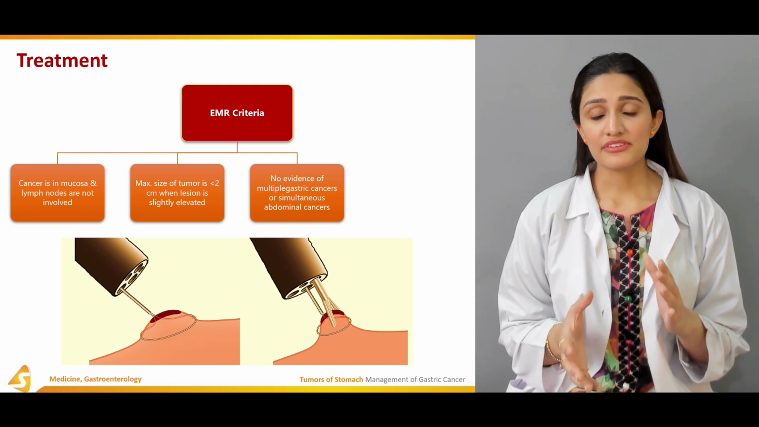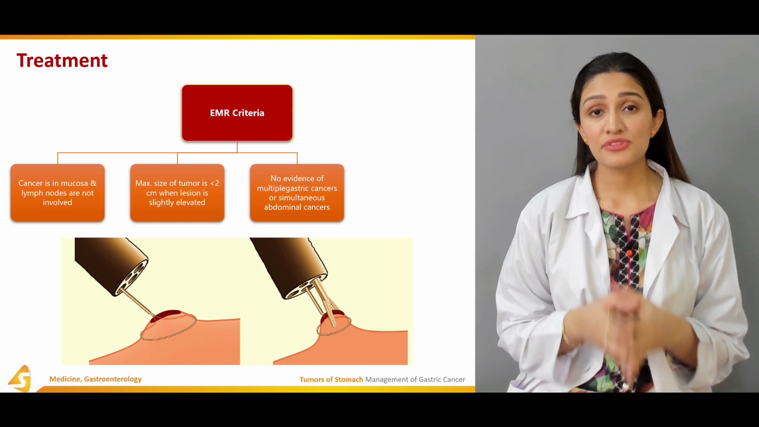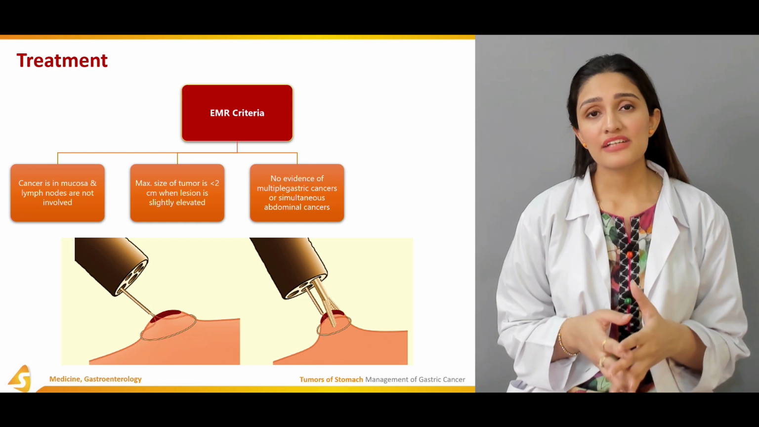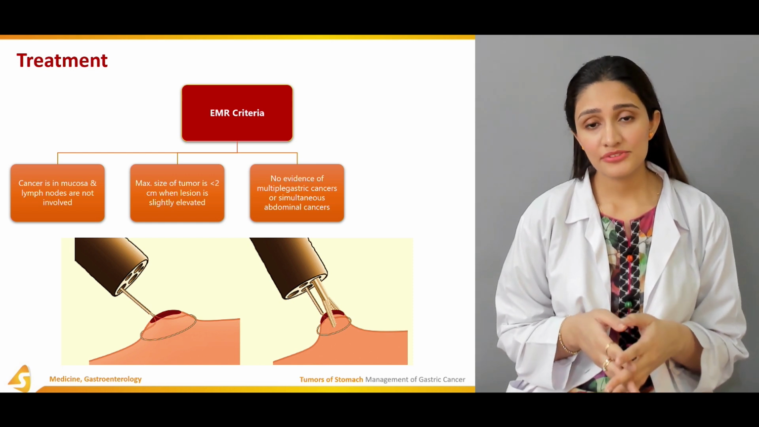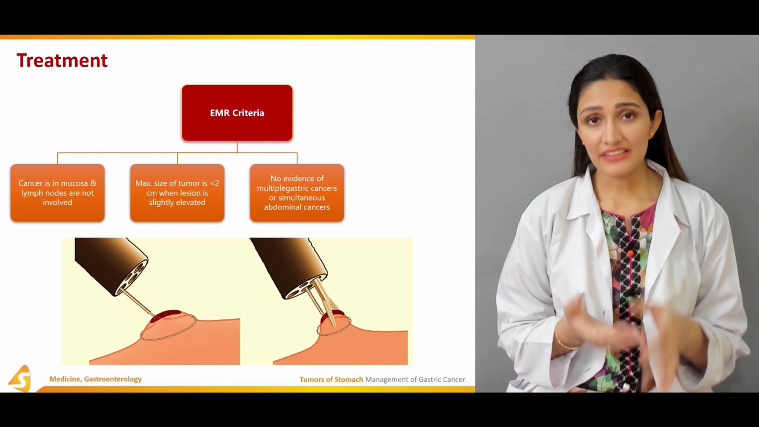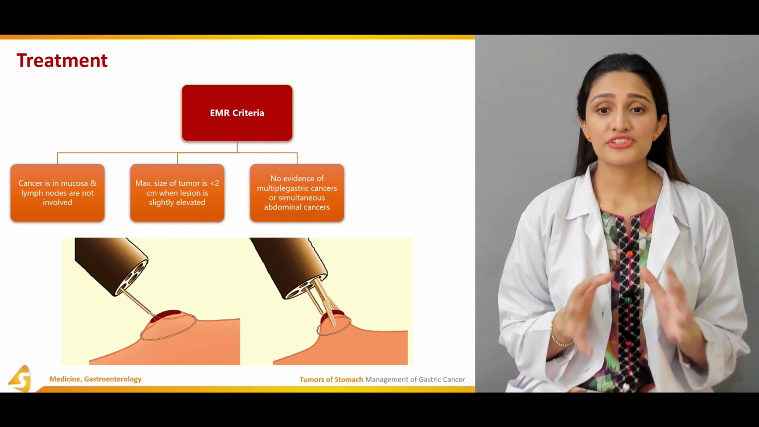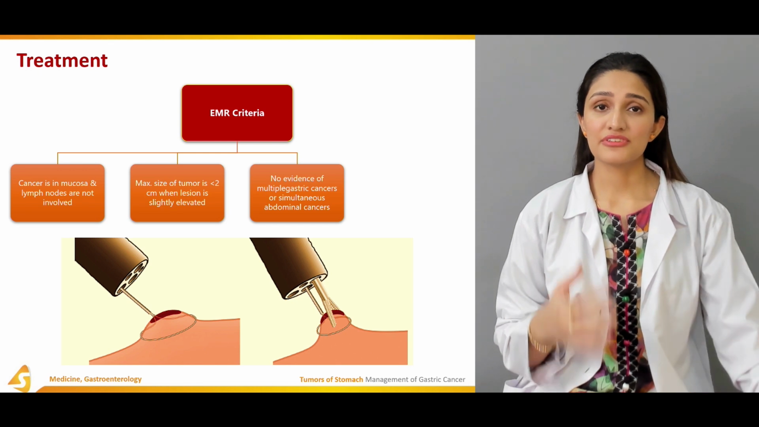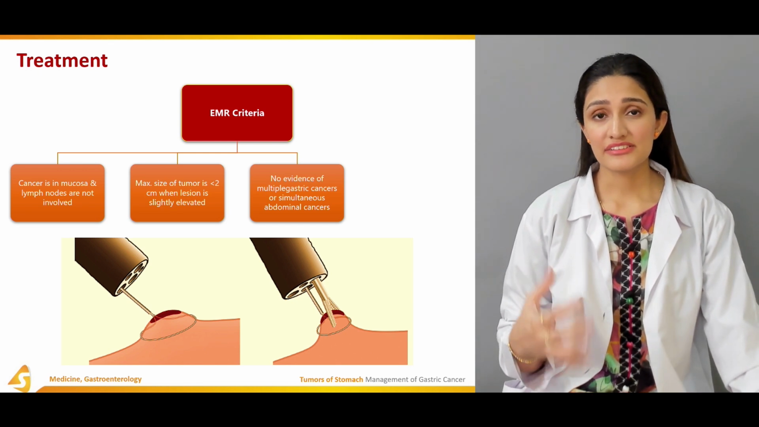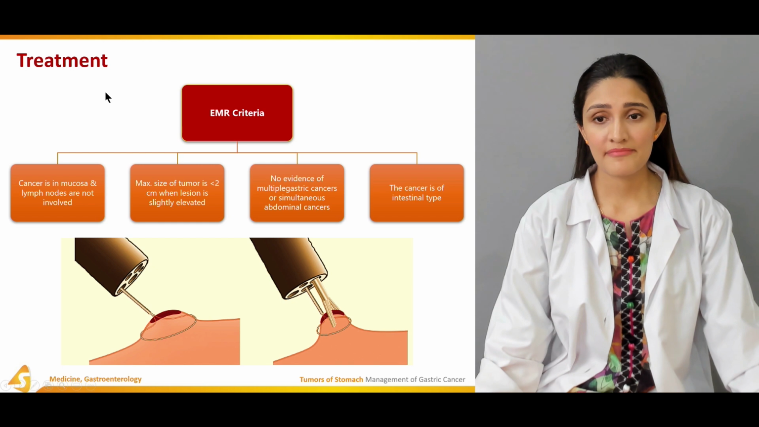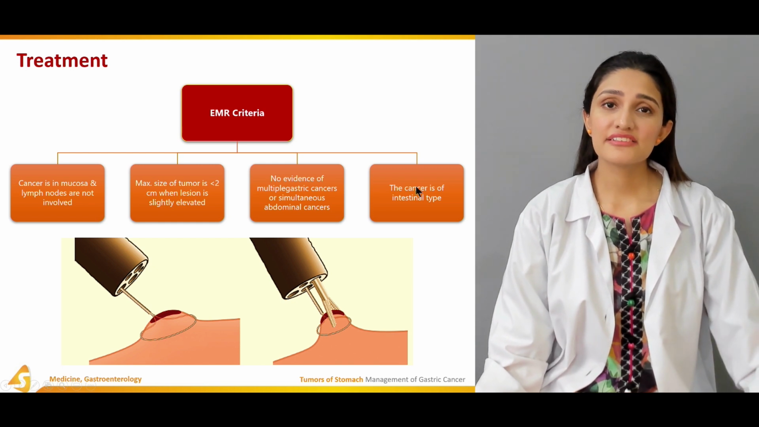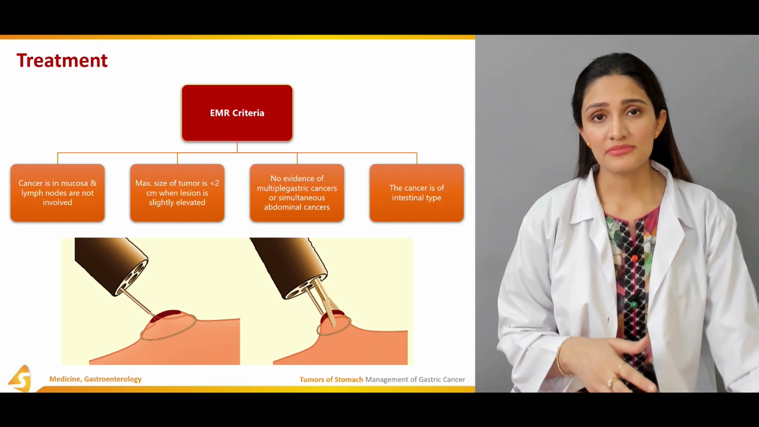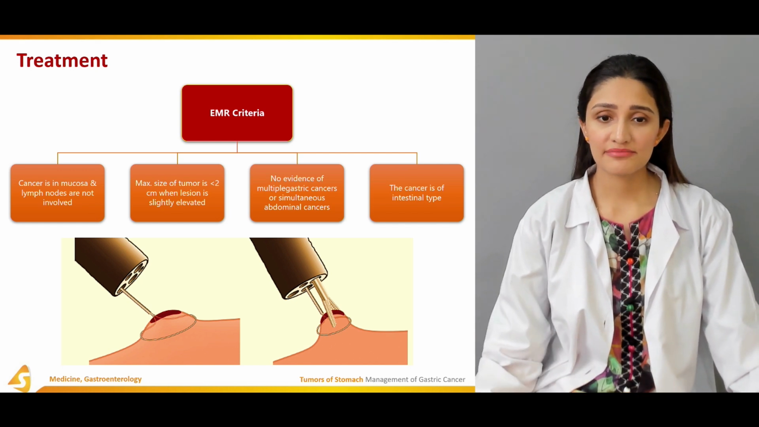And there should be no evidence of multi-epigastric cancers or simultaneous abdominal cancers. So patients should present with the cancer in the mucosa and the lymph nodes not involved. The maximum size of the tumor should be less than 2 centimeters and it should be slightly elevated. And there should be no evidence of any multi-epigastric cancers or any simultaneous abdominal cancers. And lastly, the cancer should be of intestinal type. This EMR is not being used on patients with diffuse type of cancer.